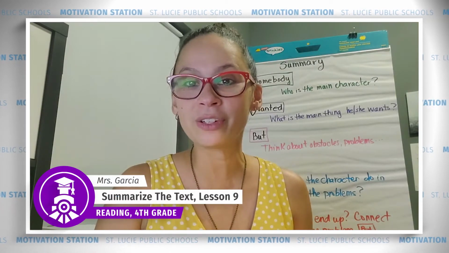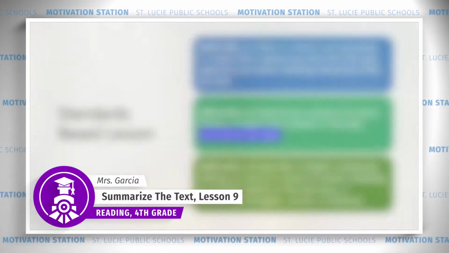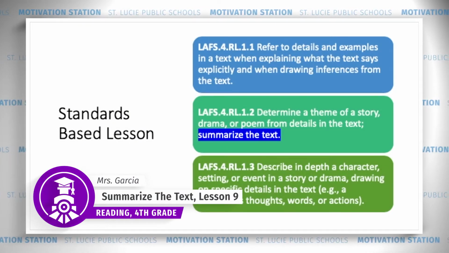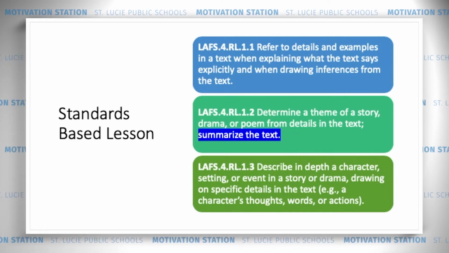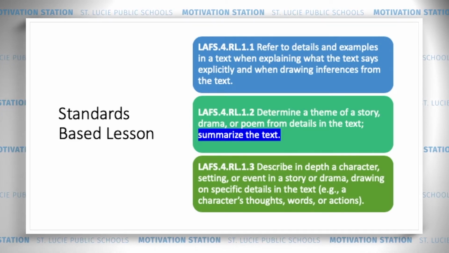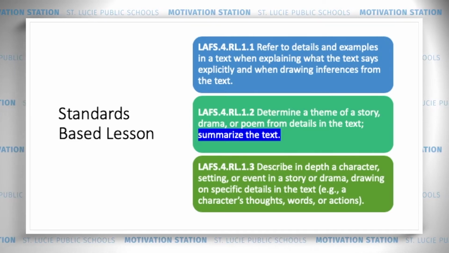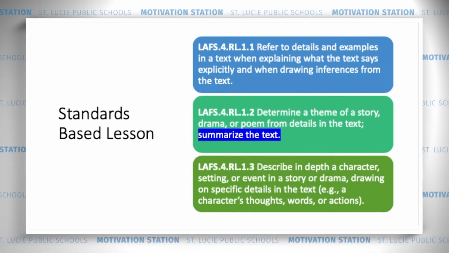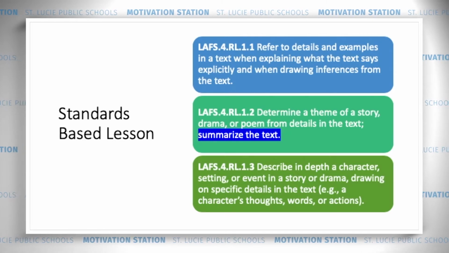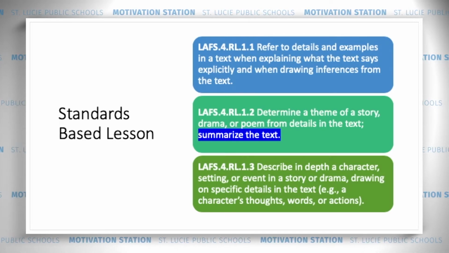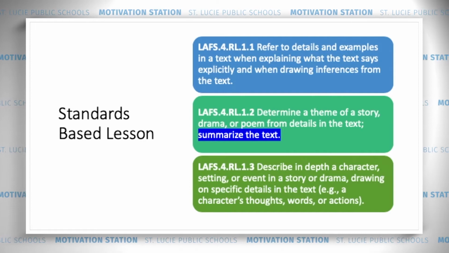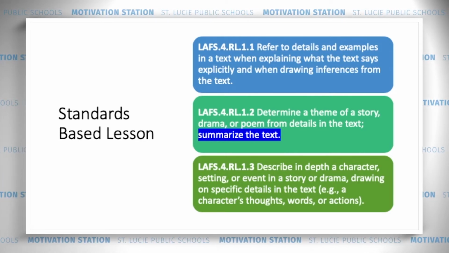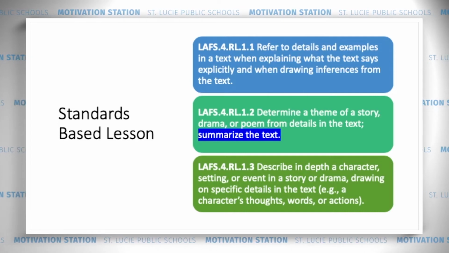So let's look at the standards that we're going to be focusing on today. For today are RL.1.1, where you refer back to the text to be able to find evidence either explicitly or when doing inferences. RL.1.2, which we did last week, and this time we're going to be focusing on summarizing the text, specifically for a fictional or literature text. And RL.1.3, where you describe a character, setting, or event in a story, drawing specific details.